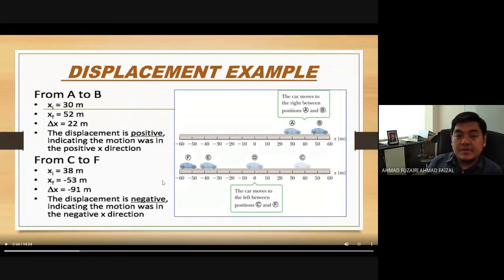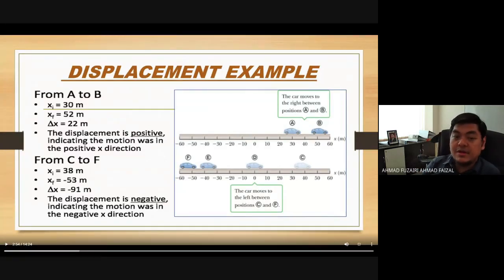Okay, so these are the examples of displacement. What indicates the displacement is positive, and what indicates the displacement is negative? If they move forward from a certain position, that means the displacement is positive.